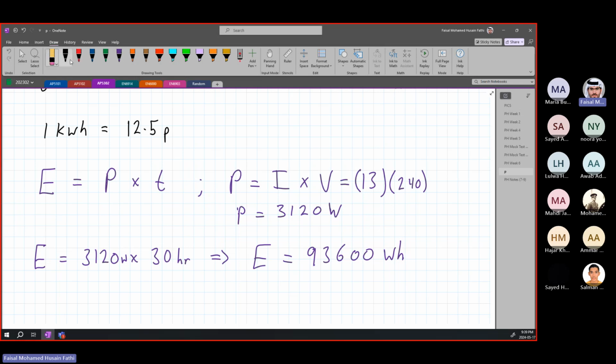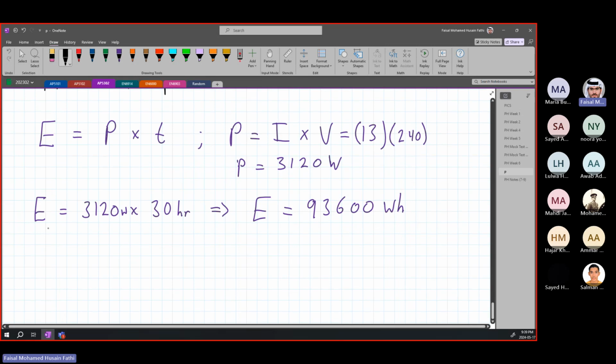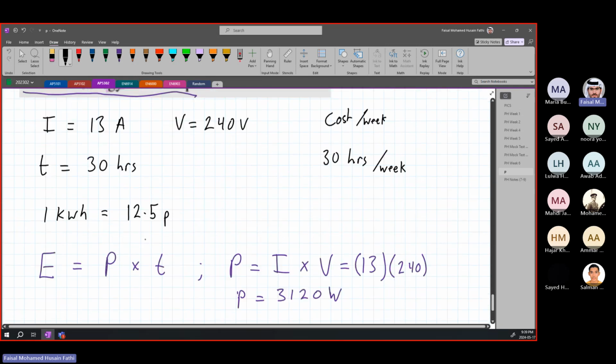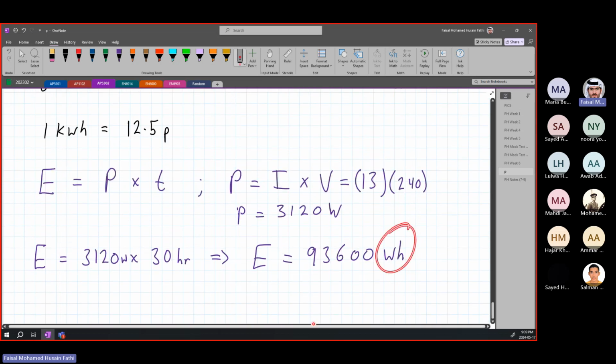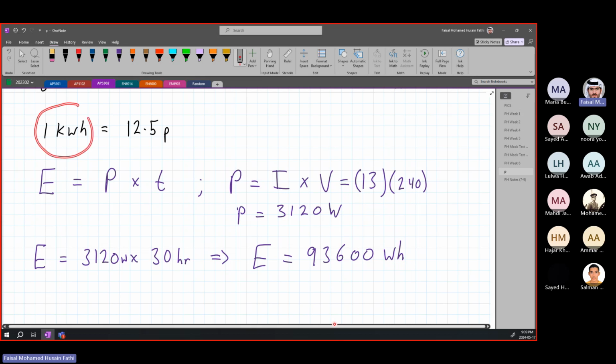The reason here is because I am not writing the energy in joules anymore. I am writing it in watt hour. This is not the same as joules. Why am I doing it this way? Because they gave us the cost for 1 kilowatt hour. So we need the same unit so we can find the cost later on in pennies.